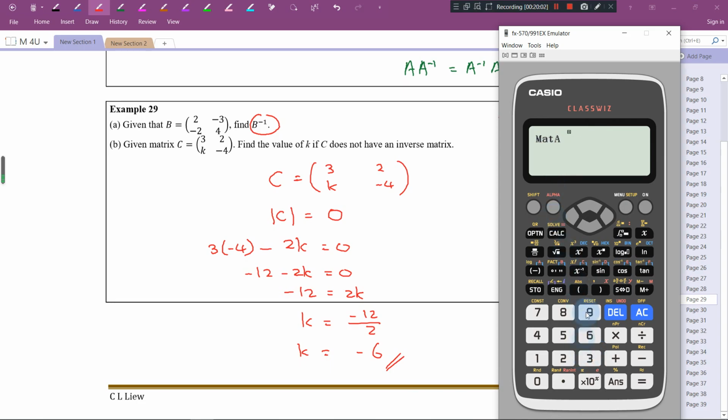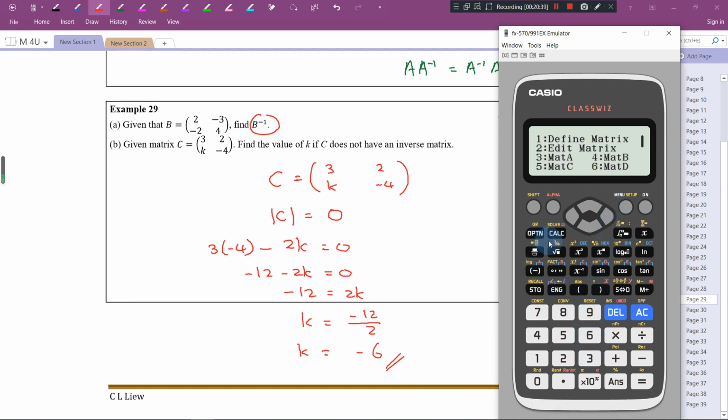Matrix A. Okay, I think I need to press Edit Matrix first. Okay, then go to matrix A. This is the matrix that I keyed in just now. Now I'm going to change the element 3 to K. K is equal to -6. And the last element is -4. Okay, correct. Then go to Option, Matrix Calculations.